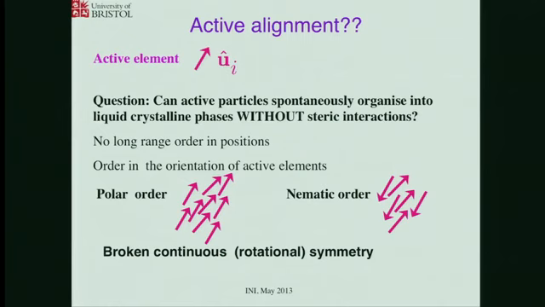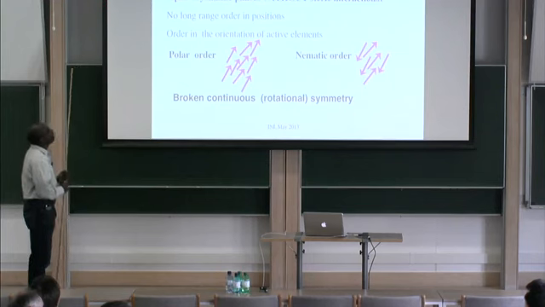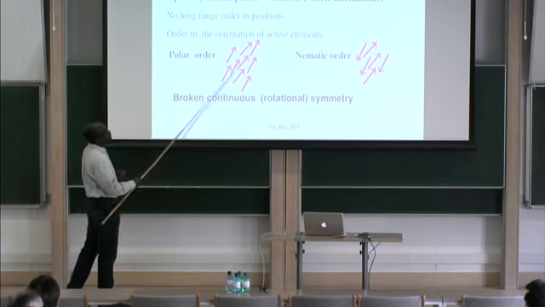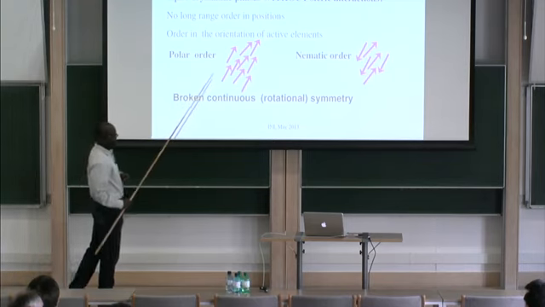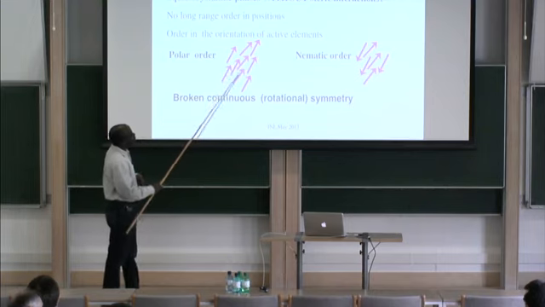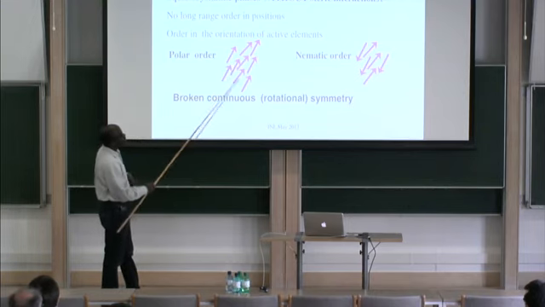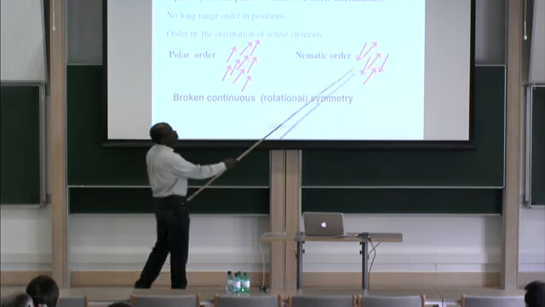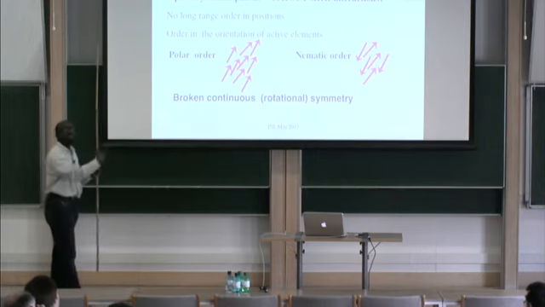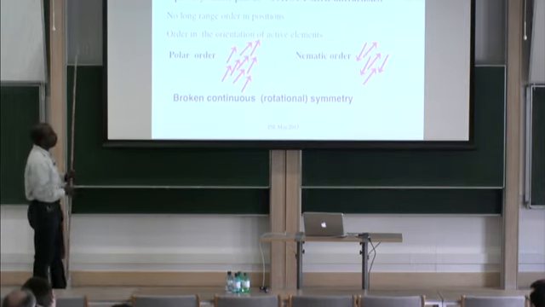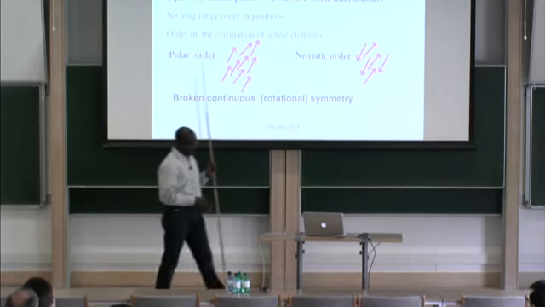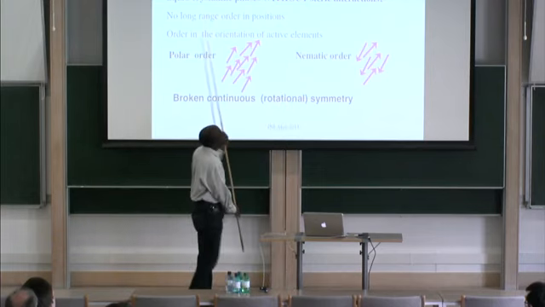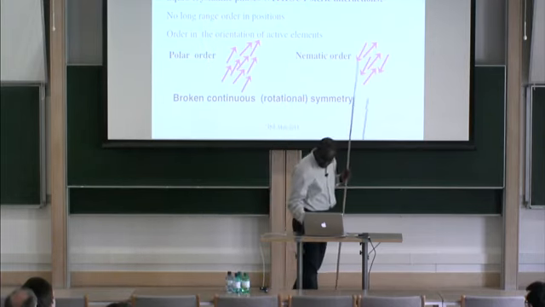Now, since these things have heads and tails, we could think of two types of liquid crystalline phases. You could think of a phase where all the heads are pointing together, so you've got some polar phase, which looks like the sort of things we saw. There, all the arrows point together. Or we could have nematic order, where you have just as many arrows pointing in one direction as in the other, but you have broken rotational symmetry. So that's the goal. First question, can we see that?